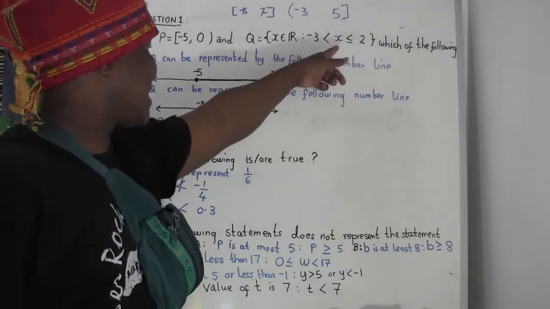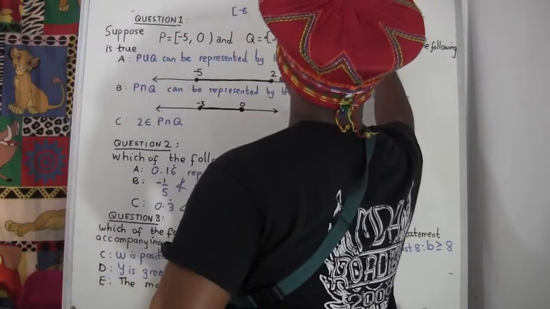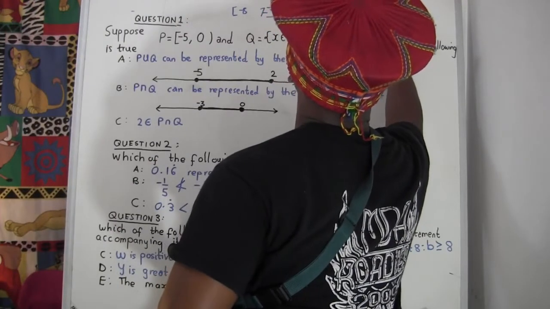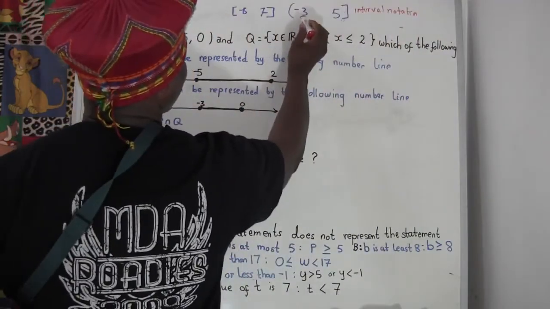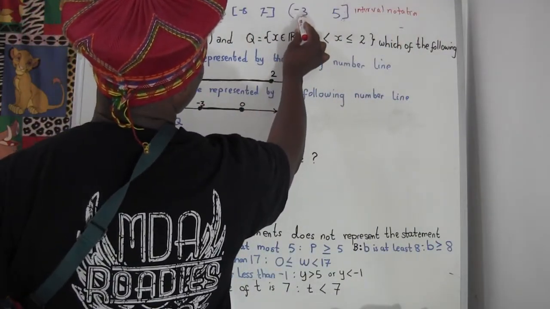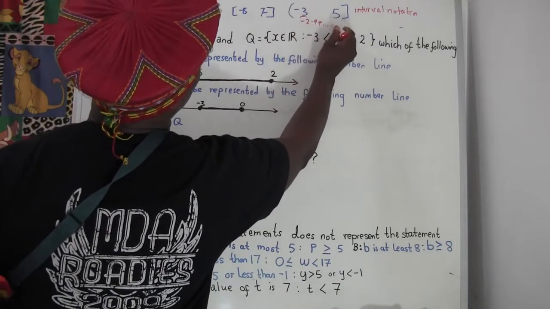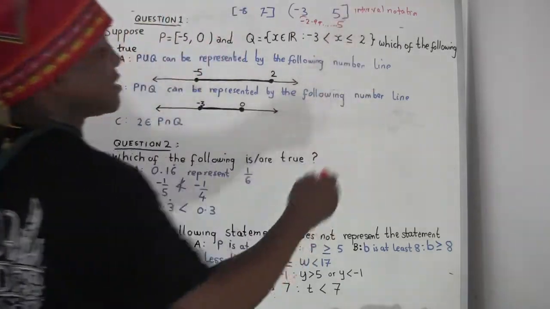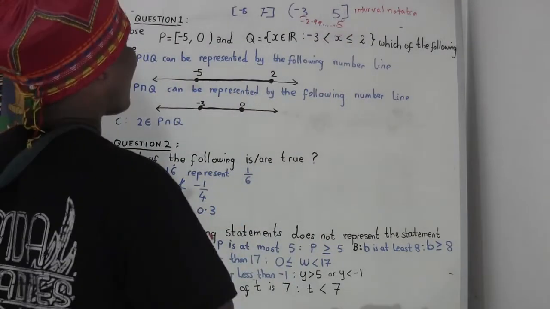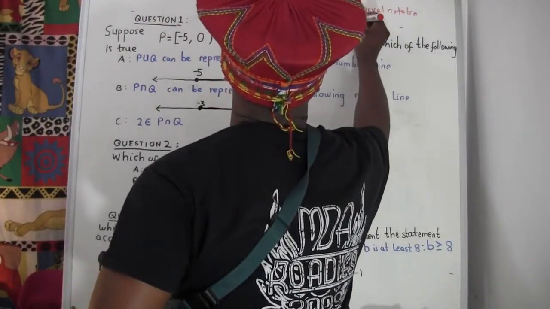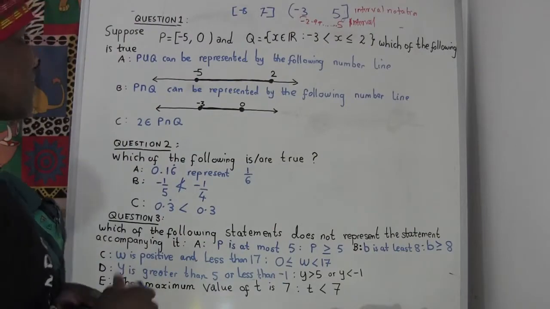This is unlike set builder notation. This is interval notation. For example, because it is excluding at -3, it starts at -2.999 and goes all the way to exactly 5, because this end is including. This is what we call interval notation, because it only shows the interval where something starts to where something finishes.